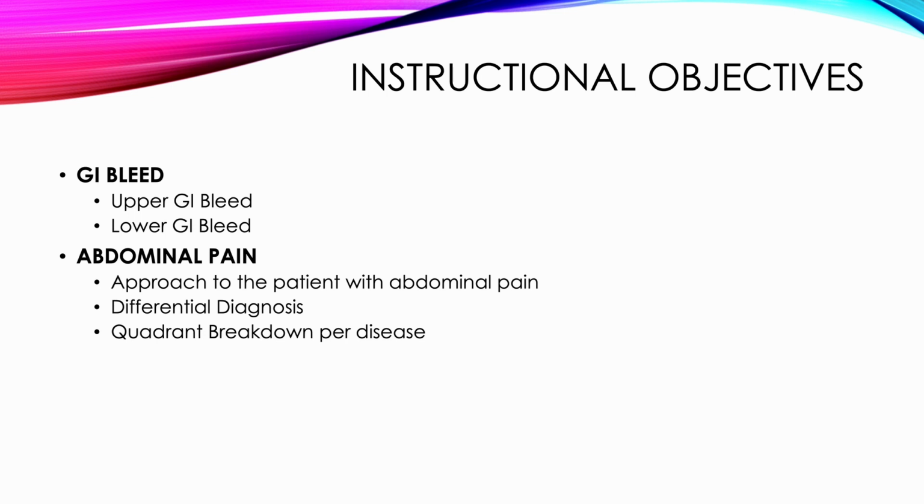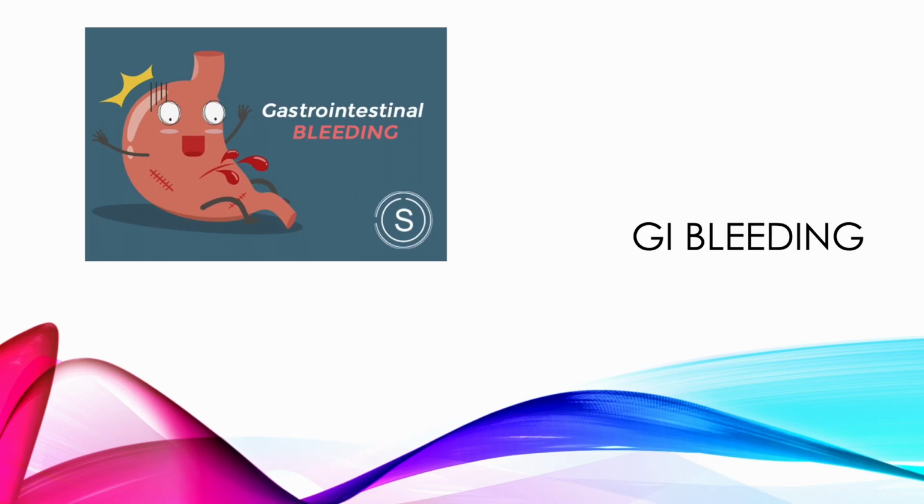We're also going to cover a little bit about abdominal pain, how to approach it, differential, and a quadrant breakdown to help us wrap our heads around all the different things that cause abdominal pain. So first off, we're going to talk about GI bleeding.